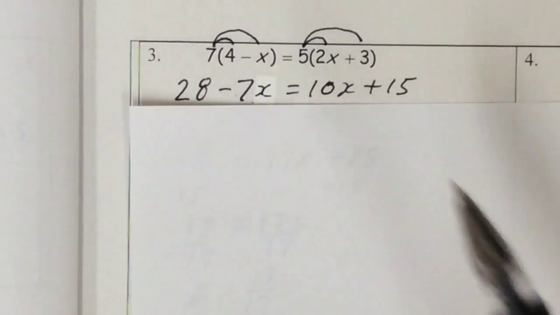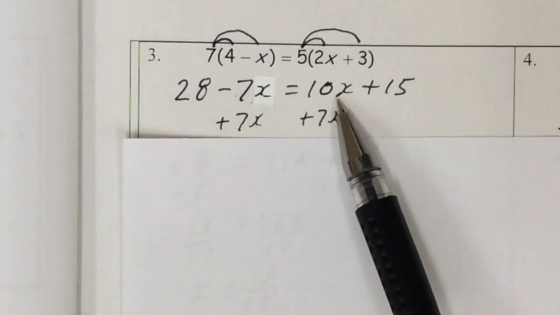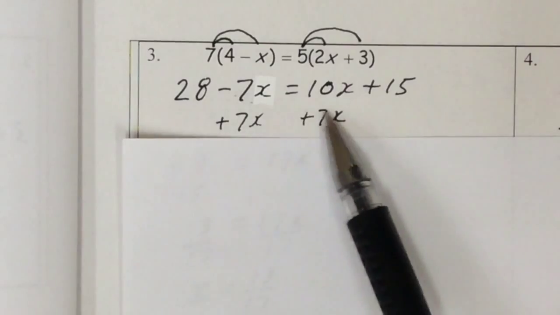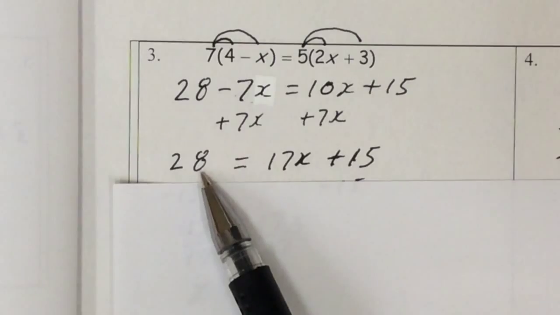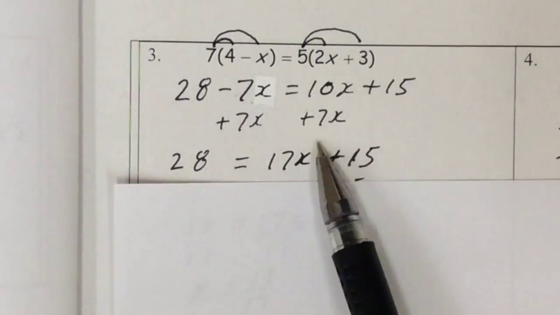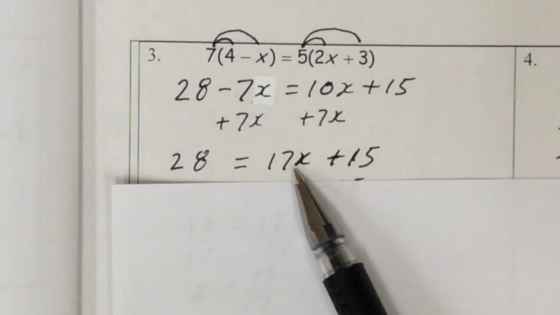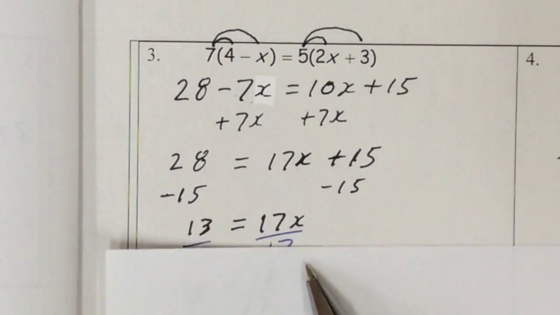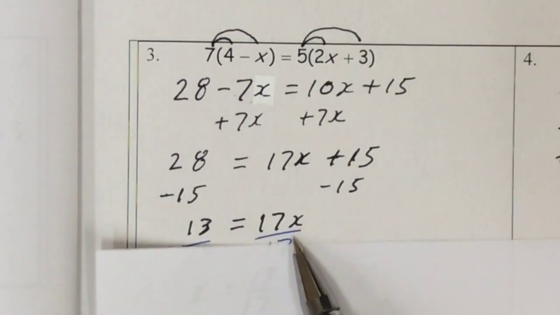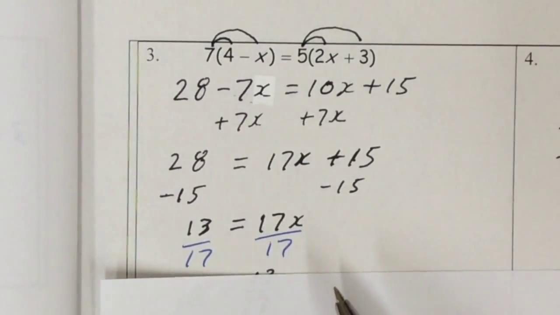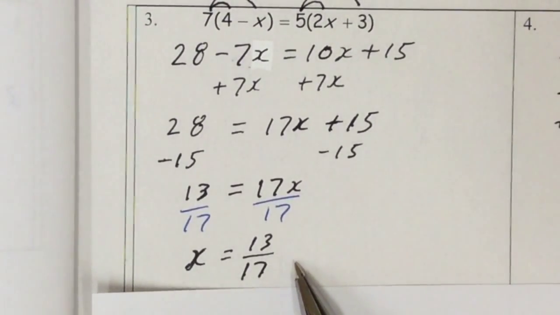Now you got to get x to one side. I'm going to add 7x to both sides. It doesn't matter which side you move it to, you just need it on one side. So add 7x to both sides, that way I have a positive number in front of x. Then I'm left with 28 equals 17x plus 15. I'm going to get rid of the 15 because I want to get x alone. And now 13 equals 17x, divide by 17, and the answer is not as nice as the other ones. X is 13 over 17. So that's the solution to that one.